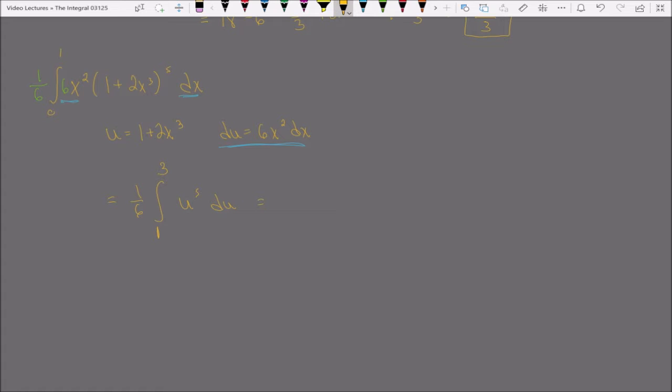The antiderivative of u to the 5th is u to the 6th over 6. So we get u to the 6th over 36, evaluated from u equals 1 to 3. We get 1/36 times 3 to the 6th power minus 1 to the 6th power. This is 1/36 times 729 minus 1. This gives us 728 over 36, which simplifies to 182 over 9.